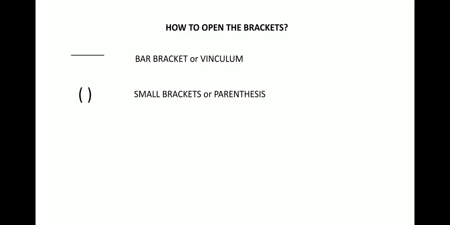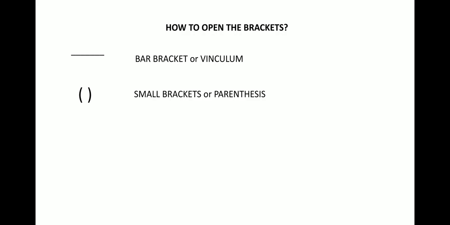Okay, the first bracket that we need to open, or simplify the terms inside, is the bar bracket or the vinculum. Whatever you see, you will first try to open this bracket or simplify the terms inside it. Then only we move on to the second bracket. The second bracket will be the small bracket or parenthesis. After opening the vinculum, it's turn to open and simplify the parenthesis.